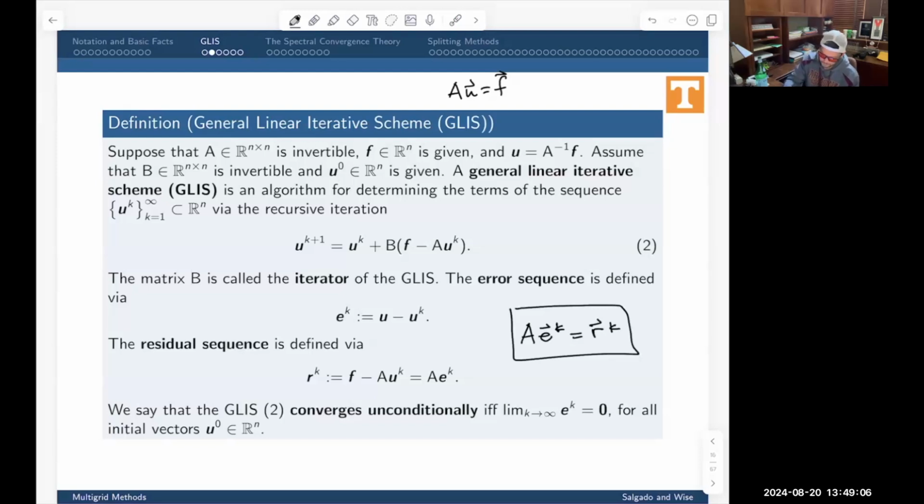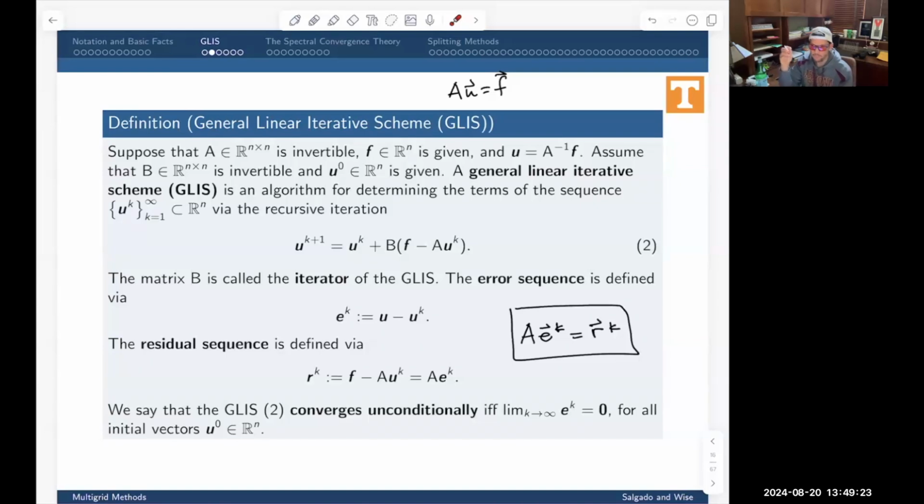So that's something I like to maintain. Some people will define the residual so that the error residual relationship comes out with a minus sign in one of the two locations. I find that to be deplorable and unnecessary.